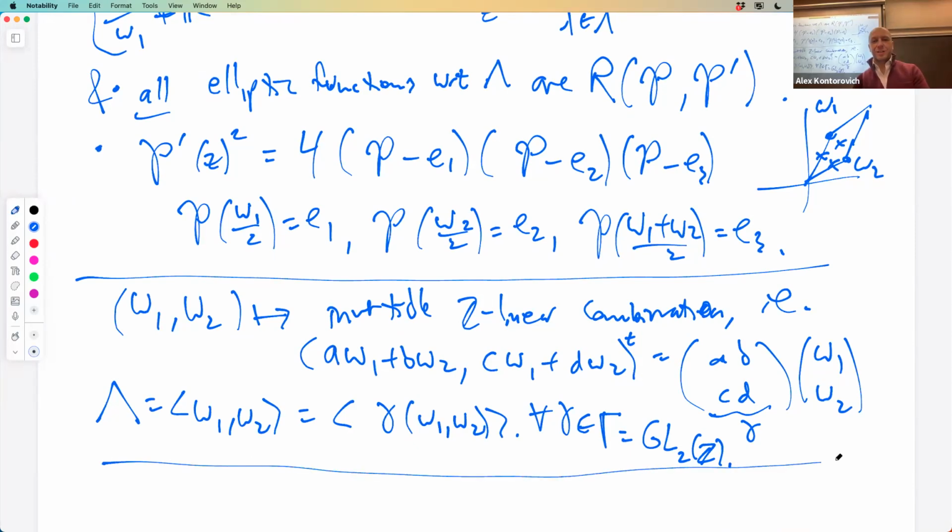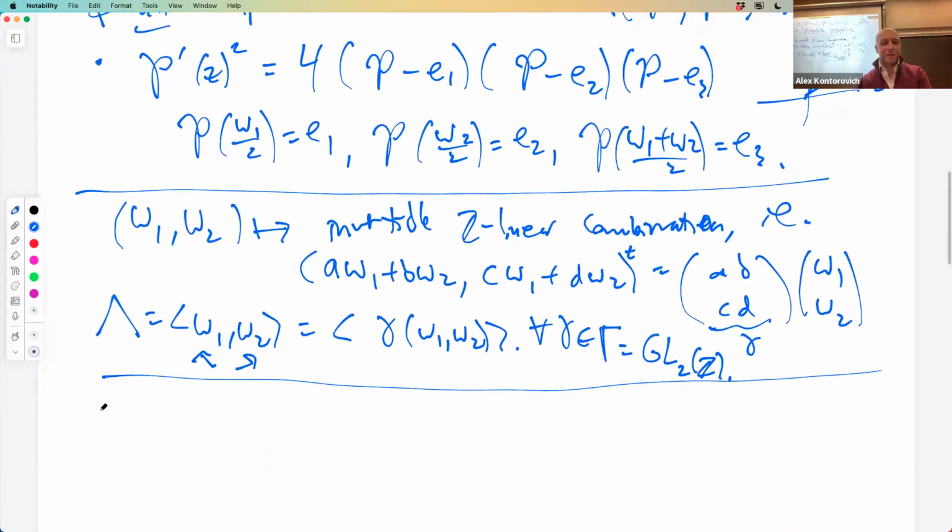Now, there's something even more that you can do. Instead of having 2 degrees of freedom, 2 complex parameters, W1 and W2, we can reduce matters even further.